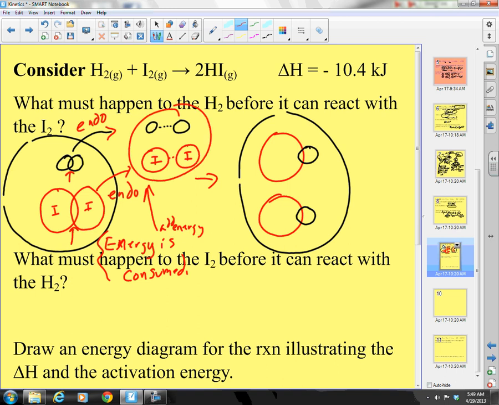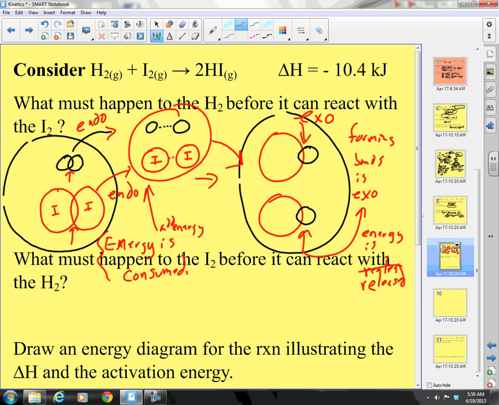Then what starts happening? Then I start going this way, and as these bonds form, what happens? This is exothermic. Forming bonds is exothermic. So both of these form bonds, and energy is released. Okay, and what must happen to the iodine? Yeah, we talked about both of those. So there's got to be some preparation. We've got to put some preparation into our reactants before they're in a position to become products. Got it?